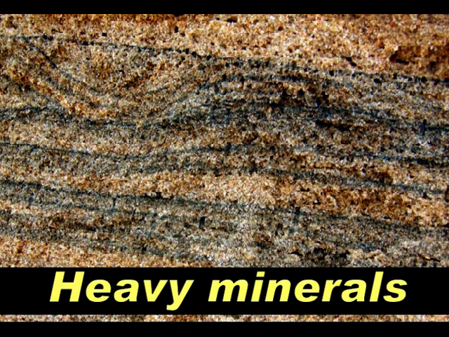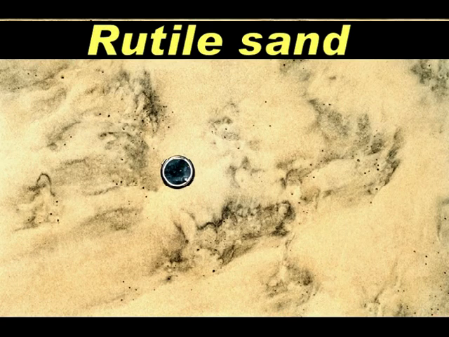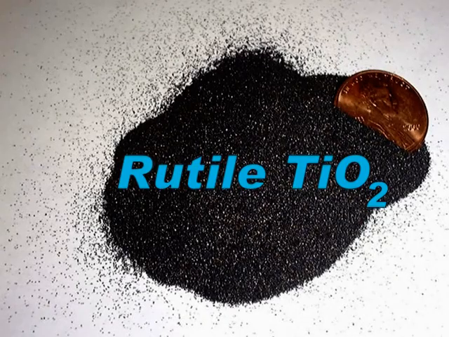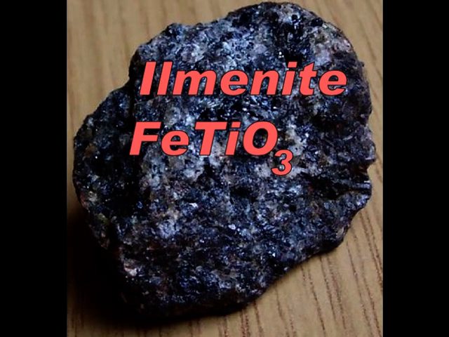Sometimes in the old sand dune layers, you will find some heavy minerals which are twice as dense as normal sand and usually black. Waves can concentrate the black sands by washing away the lighter quartz grains. The two valuable titanium minerals in beach sands are called rutile and ilmenite.